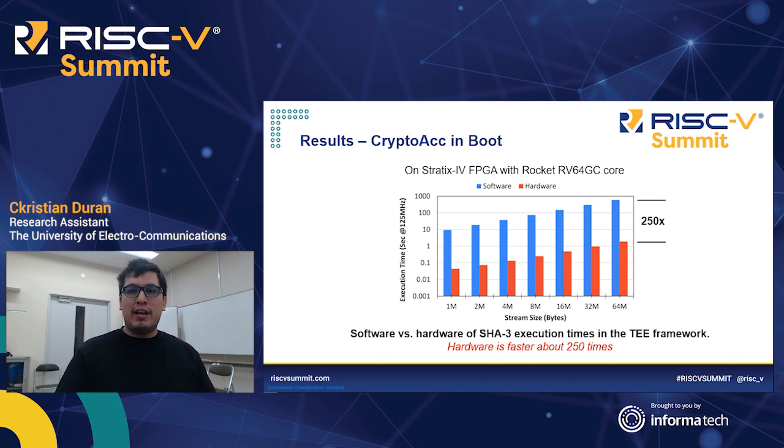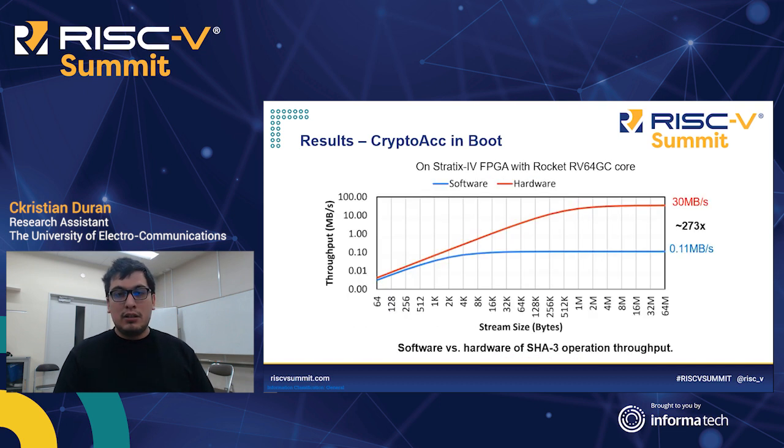Nevertheless, the execution of the SHA-3 hashing improved a lot in this scenario. For any quantity of data, the hardware counterpart performs up to 250 times faster compared to the software approach. This is compared with the implemented Keystone in a RISC-V Rocket 64-bit processor.